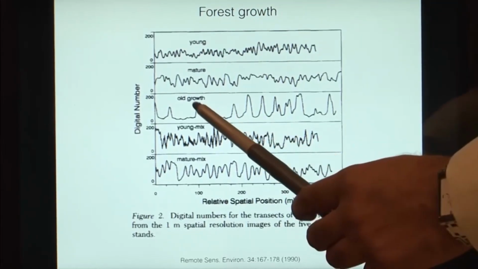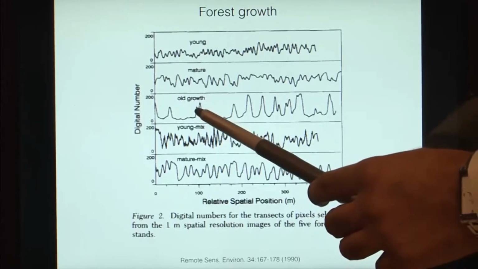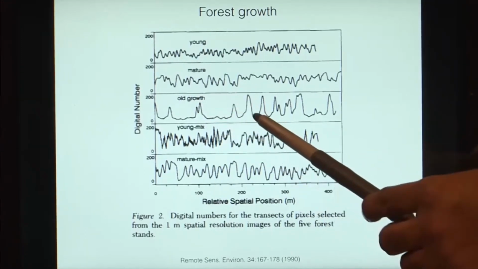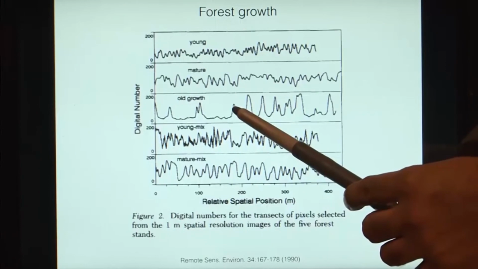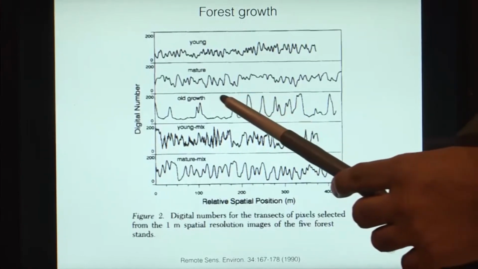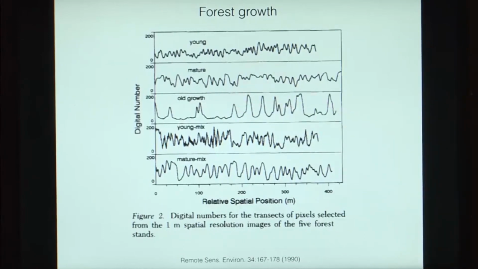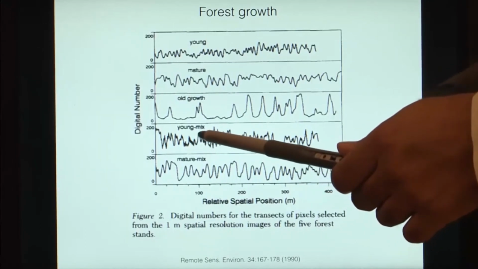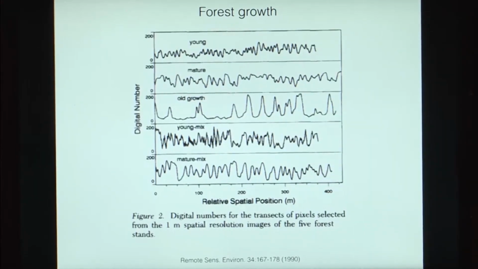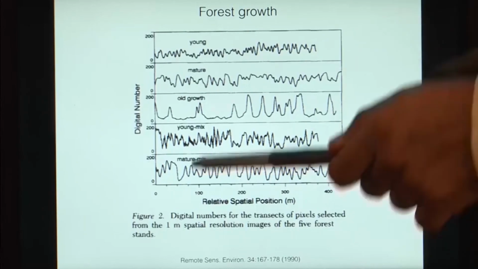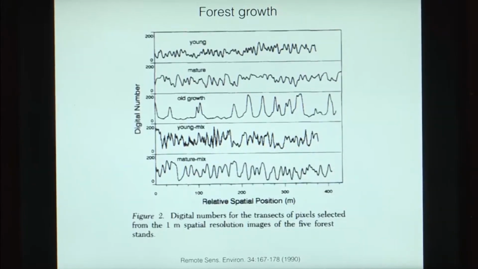In the case of an old growth, here we are seeing that we have a tree here, we have a tree here, and so on, but so much of the space is left in between these trees. So, we are seeing some trees that are very large in diameter, but they are quite separated from each other. Now, the next figure shows you a young plus a mixed plantation, and the last panel shows you a mature plus mixed plantation.